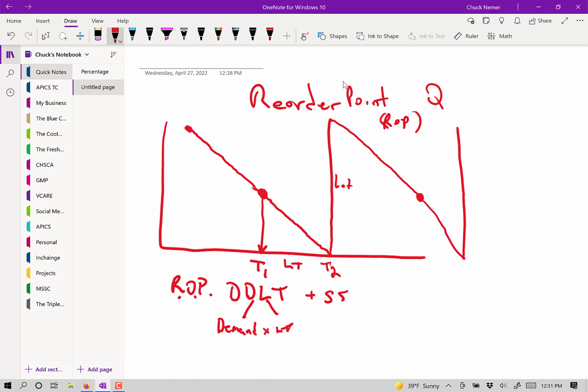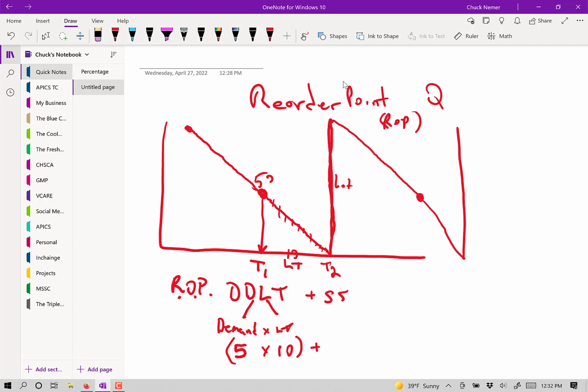Mathematically then, let's say the lead time is 10 days and we use 5 per day, then it would be 5 times 10. The reorder point would be 50, because when we got down to 50, it takes 10 days to get it, and every day we would use 5. By the 10th day, we'd get right down to 0, and the lot would come back in. So it's demand during lead time, demand multiplied by lead time, plus any safety stock you want.